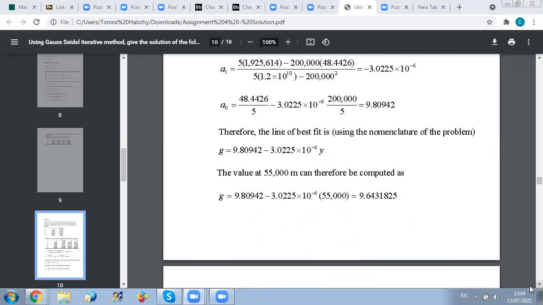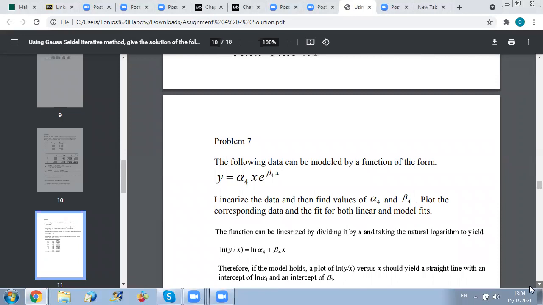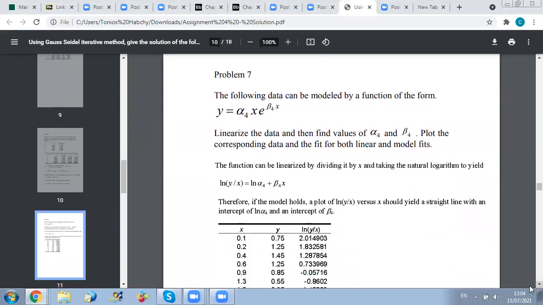Okay. Now, problem 7. The following data can be modeled by a function of the following form. y equals alpha 4 times x times exponential beta 4x. Linearize the data and then find values of alpha 4 and beta 4. Plot the corresponding data and the fit for both linear and model fits. So here, it's not 100% similar to what we have seen in class. So whenever you have something new, try to think about it. No need to always have the same forms as what we have in class.